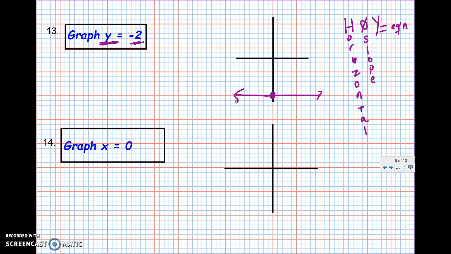So with the x equals, now we know it's Vux. So remember, the V is vertical, which means it's a vertical line. The slope is undefined. And it's an x equals equation. So it's x equals a number, x equals 0. So I go to my x-axis, make a point on the 0 on the x-axis. It's a vertical line, so I make a vertical line going through that point. And that's it. Very simple to graph horizontal and vertical lines.